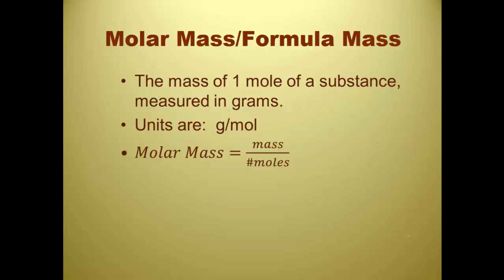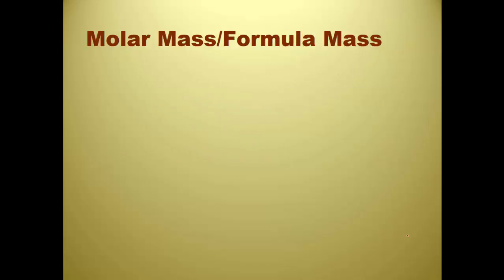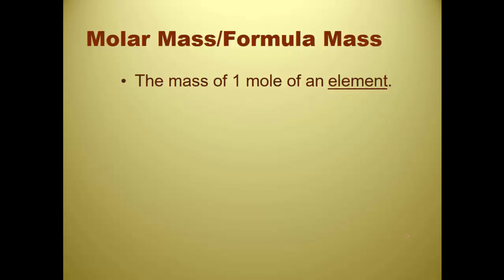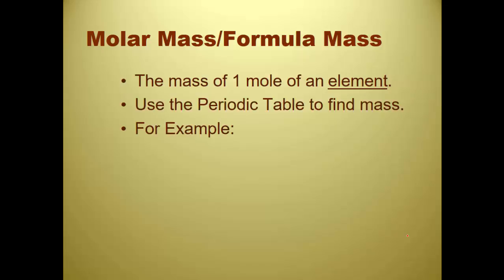The way we do this is with molar mass or formula mass, and we've been doing this in class. To remind you, the mass of 1 mole of a substance in grams you can always figure out from the periodic table. It's equal to the atomic mass, and the units are grams per mole. The molar mass, or formula mass, is always the mass divided by the number of moles. If we're talking about 1 mole, then it's an easy conversion factor. So formula mass, or molar mass, is the mass of 1 mole of an element. You use the periodic table.